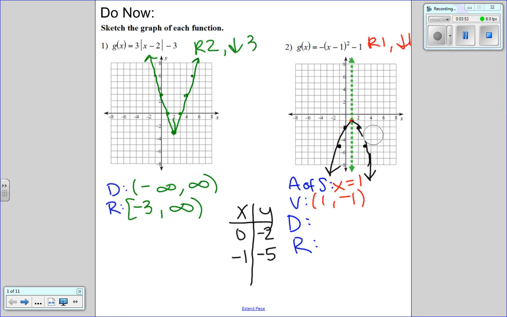Okay, it is flipped over, which we expected. It is moved to the right and down, and so it is exactly what we expected from it. When I go to my domain, there is no restriction on your domain, so negative infinity to positive infinity. For my range, there is not a bottom on my graph. I've got arrows down here, so it goes from negative infinity all the way up to negative 1. The negative 1 is that maximum on my graph, and that's where the graph stops.